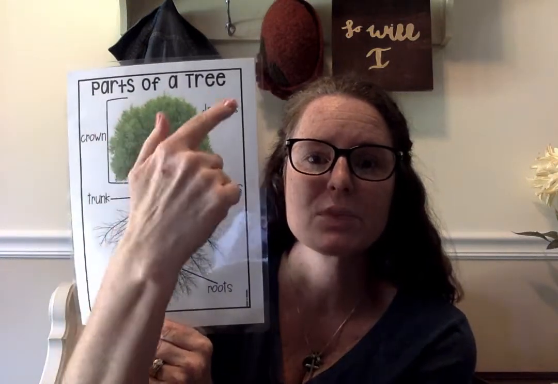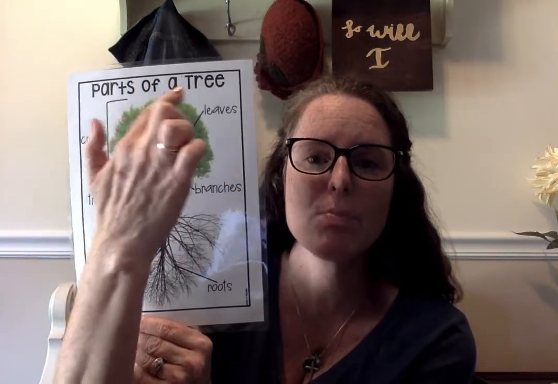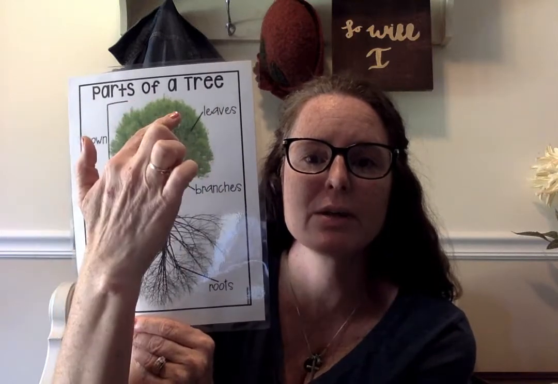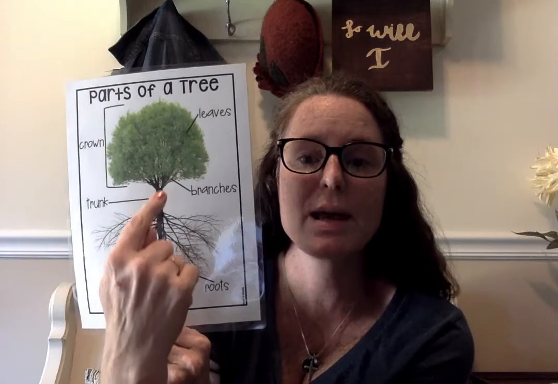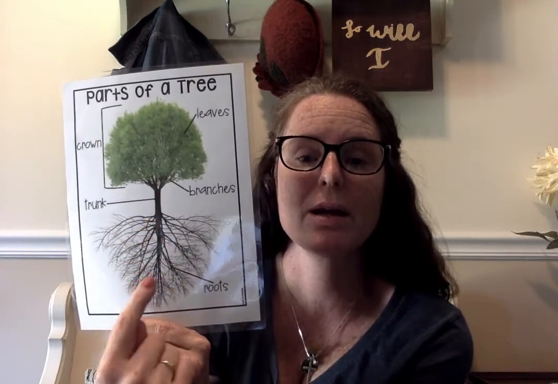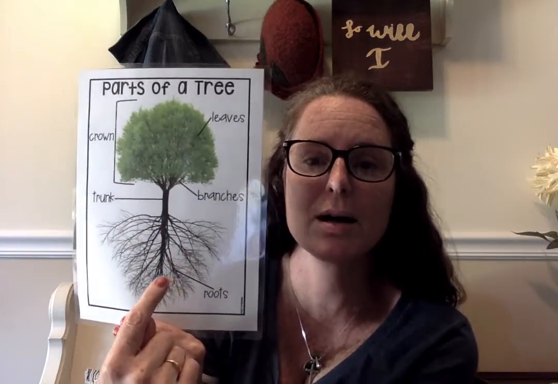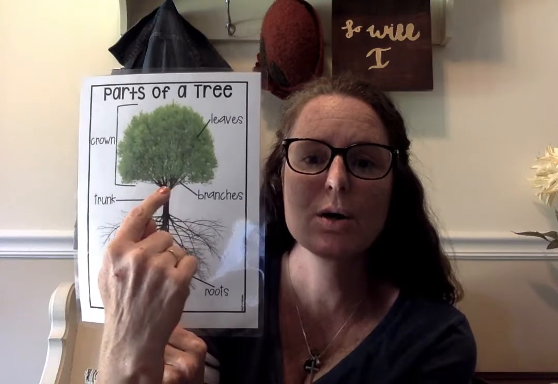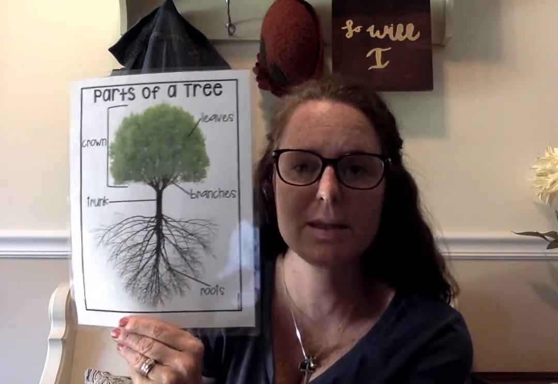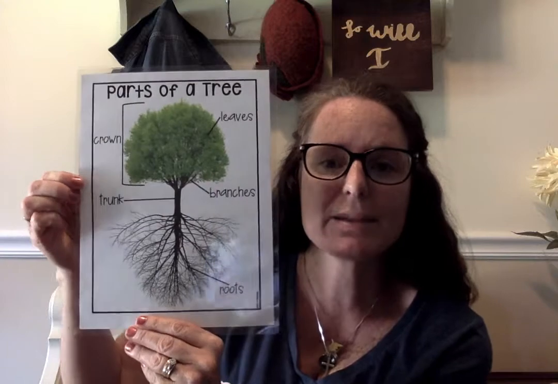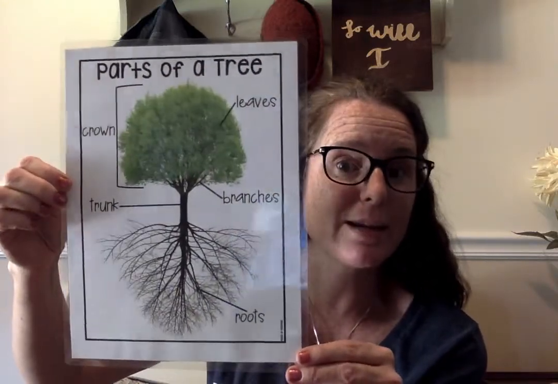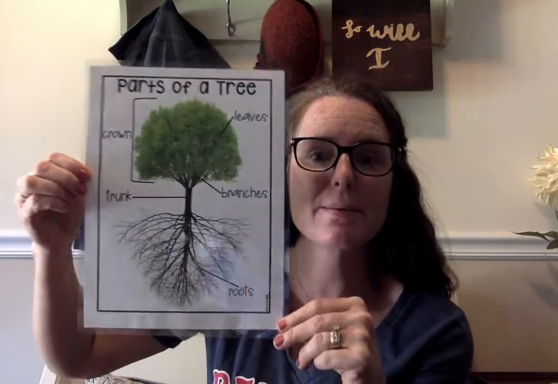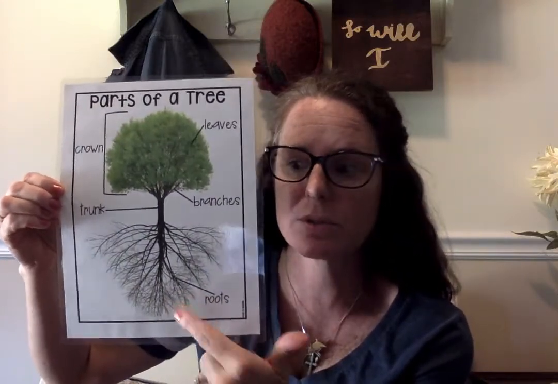And look, there's leaves, and this whole part of the tree is called the crown. So here we have the crown and the leaves and the trunk and the roots. And on the tree are branches. You see that? So I like this picture because it shows us not just what we always see every day on the top, but it shows us what's on the bottom, the roots.